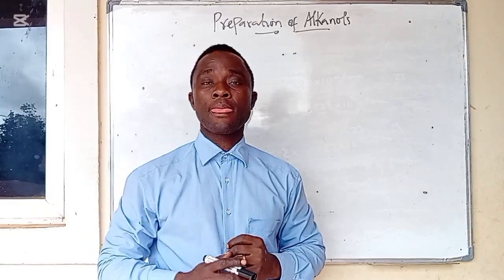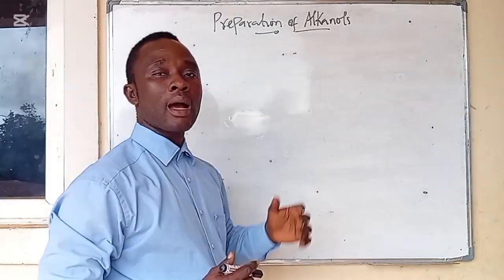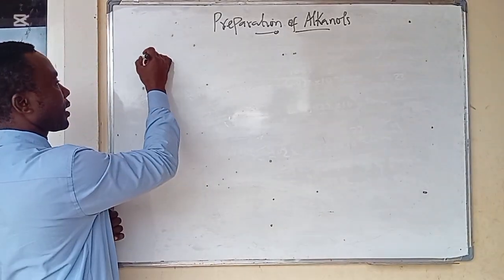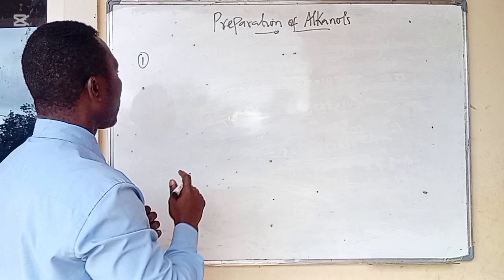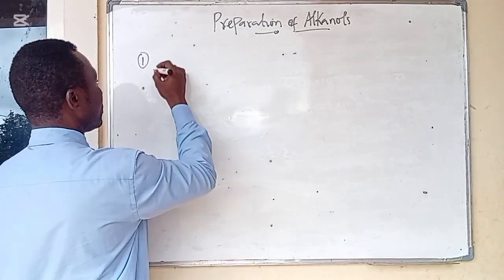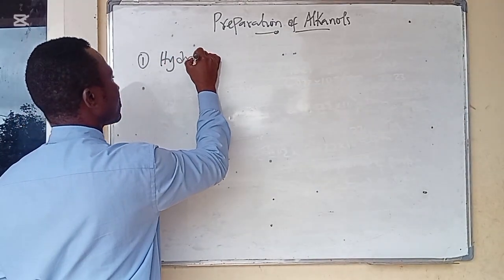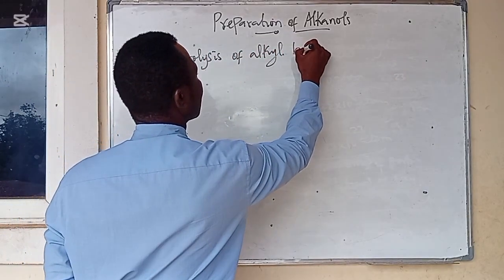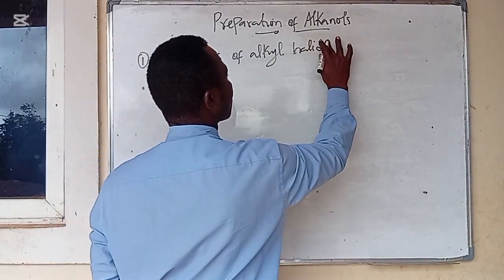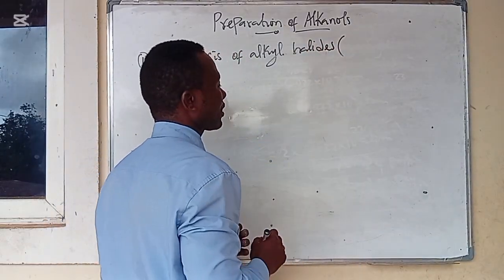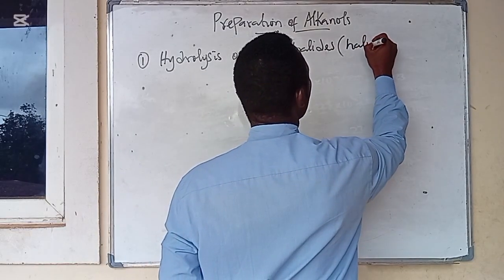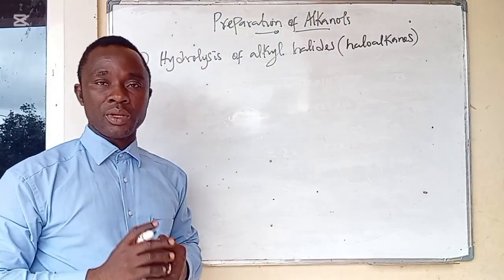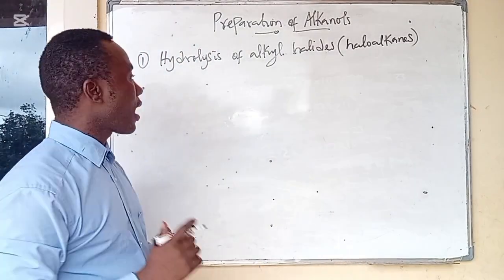Now, preparation of alkanols. How do we prepare alkanols? How can we get alkanols in the lab? We can prepare alkanols by different methods. Number one way we can prepare alkanol is by hydrolysis of alkyl halides. Alkyl halides are haloalkanes. So when we hydrolyze them using a base, we'll get an alkanol.